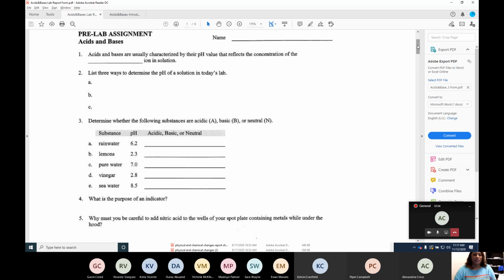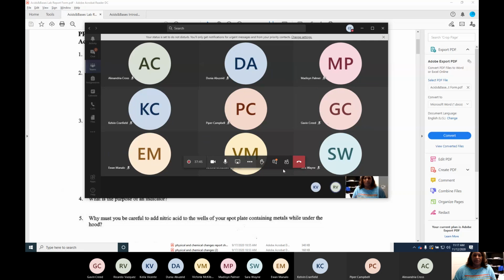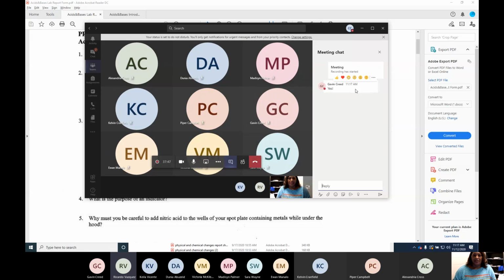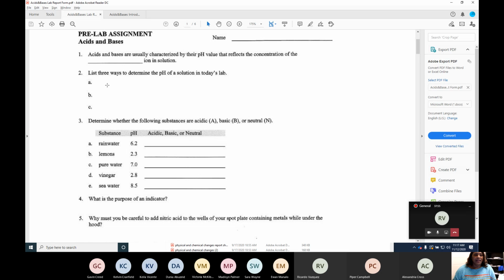So what is our answer to question 1? You should already have this done, so I should be getting some feedback. Hydronium. Hydronium. And what's the formula for hydronium? H3O positive. Very good. H3O with a +1 charge. And so again, the 3 ways that we're going to determine the pH of a solution in today's lab. What were the 3 ways?